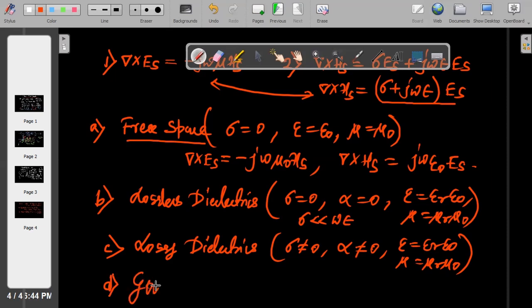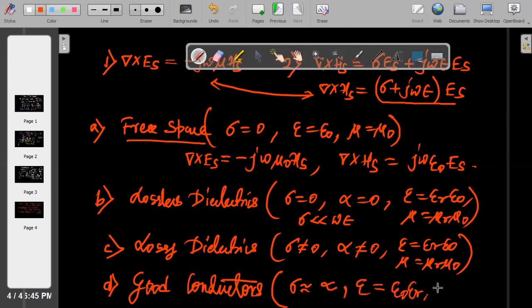Good conductors. These four cases are there in your syllabus. Anyhow, these are the main cases. Any other cases are anyhow not there. Good conductor means your sigma is almost equal to infinity, and your epsilon is epsilon naught into epsilon r, and your mu equals mu r into mu naught. So these things are there. Infinite means what is the meaning? The meaning is your sigma is actually greater than omega into epsilon.